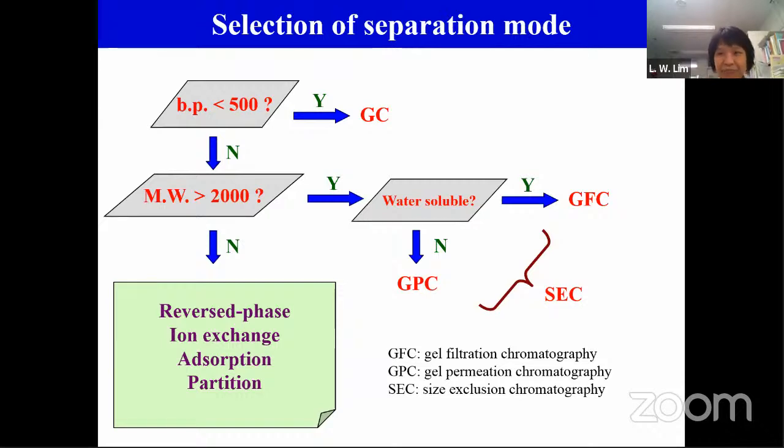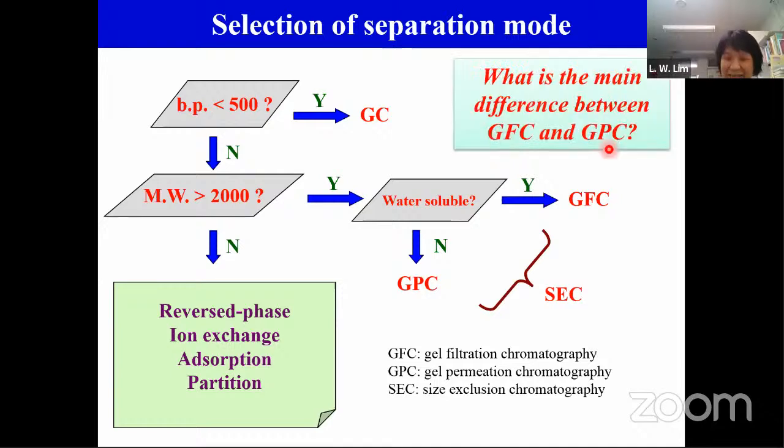All right, so I think last week I showed this graph also. Okay, I will first talk about size exclusion. As I say here, size exclusion will include gel filtration and gel permeation. If you look at here, I want to ask you one question. What is the main difference between gel filtration and gel permeation?